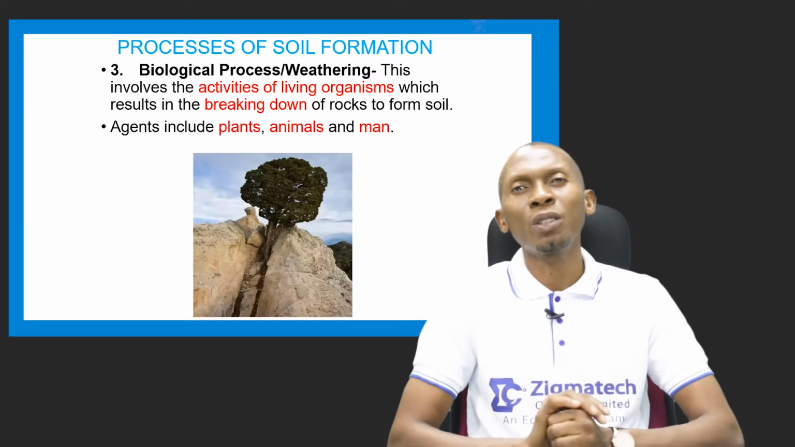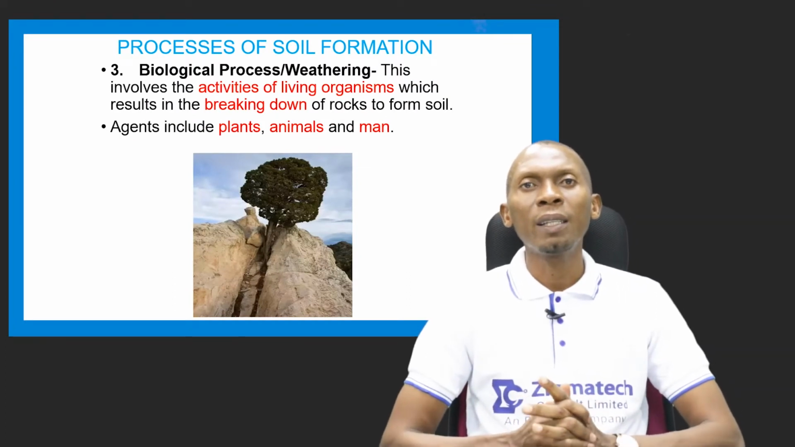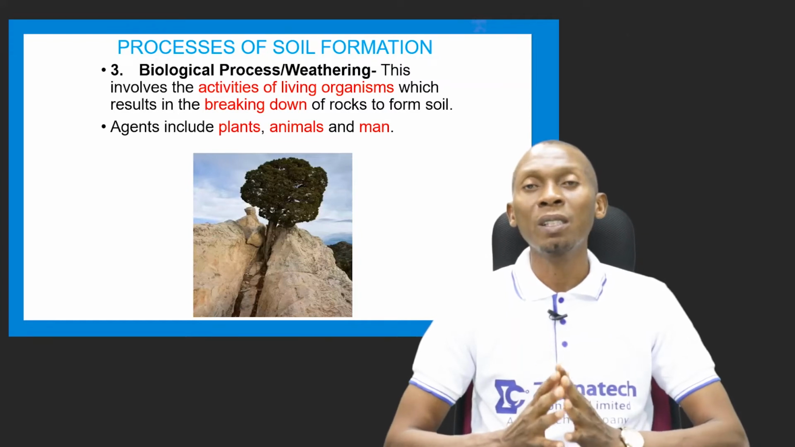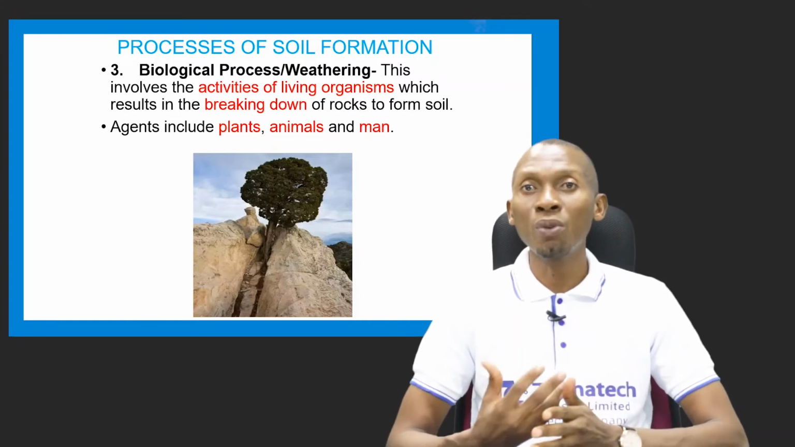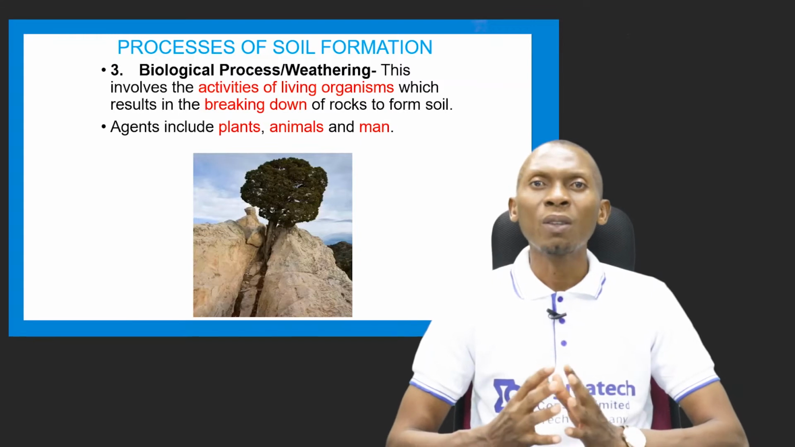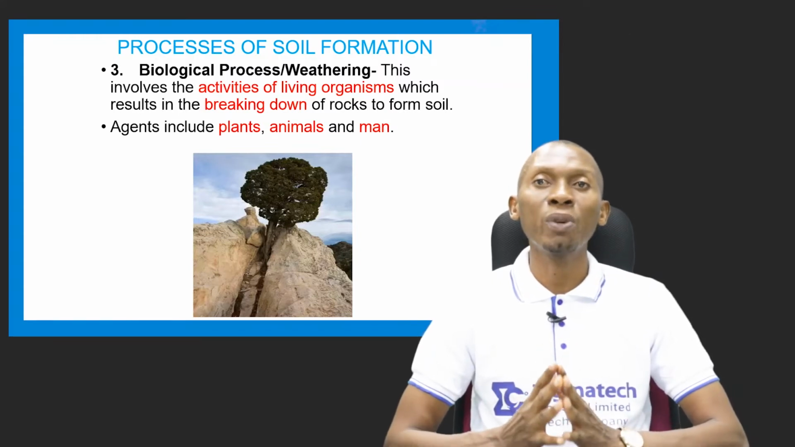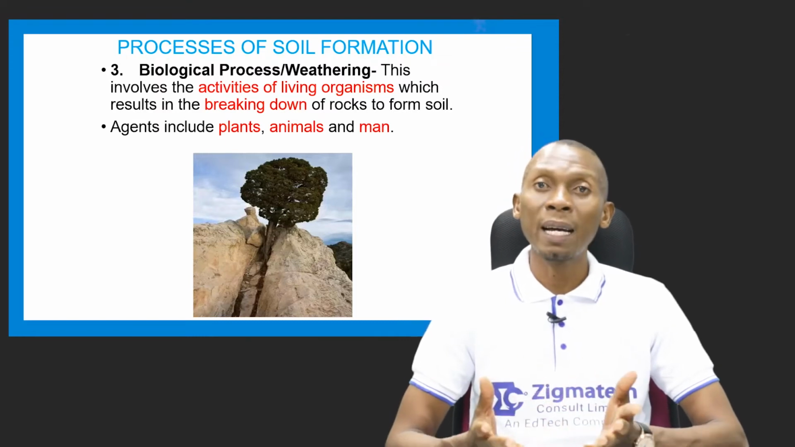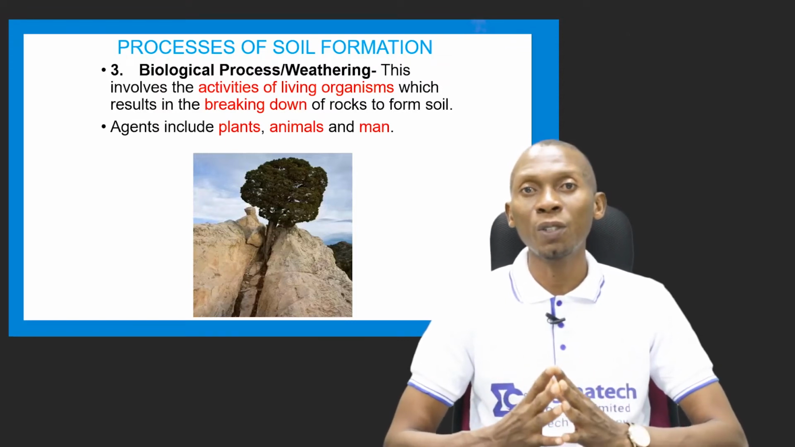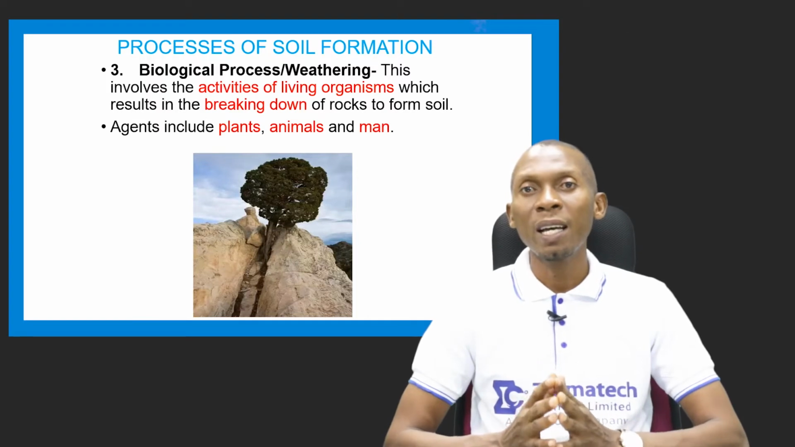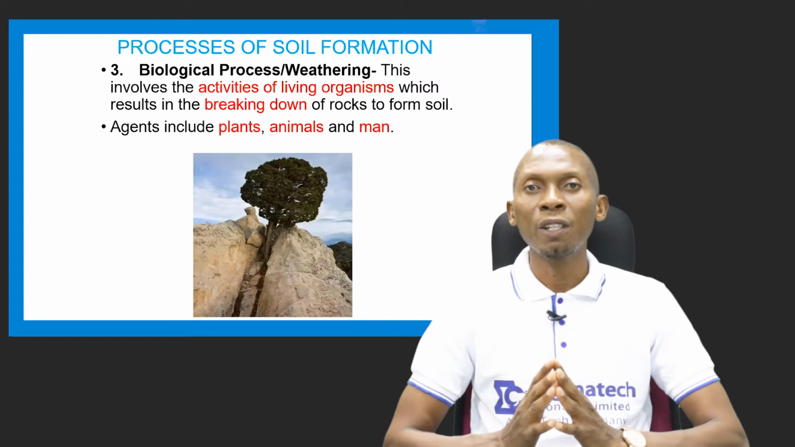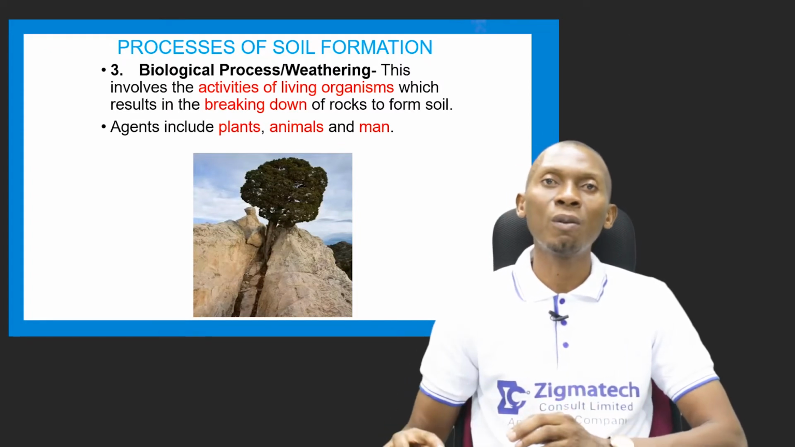We have the biological process or weathering. Now, biological here, we're looking at living organisms. Their activities, probably their burrowing activities, can cause these rocks to break down to form soil. And here, these living organisms refer to plants, animals, and man. This picture helps us to see how that tree has been able to cause that rock to split into two and eventually causing it to disintegrate to form soil.